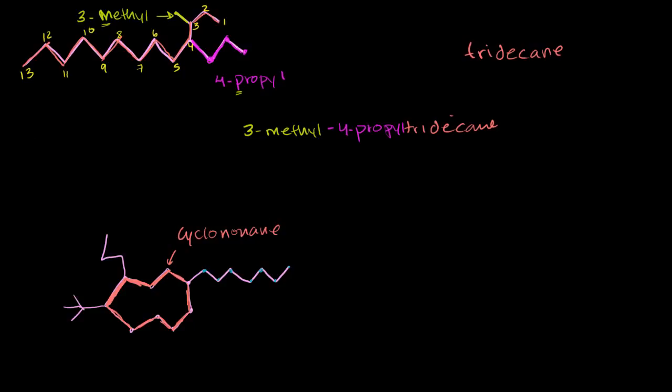So we looked already at this chain that has 7 carbons. 1, 2, 3, 4, 5, 6, 7. So that is a heptyl group. Now, this over here, let's see what we're dealing with. We have 1, 2, 3 carbons. So that is just a standard propyl group.